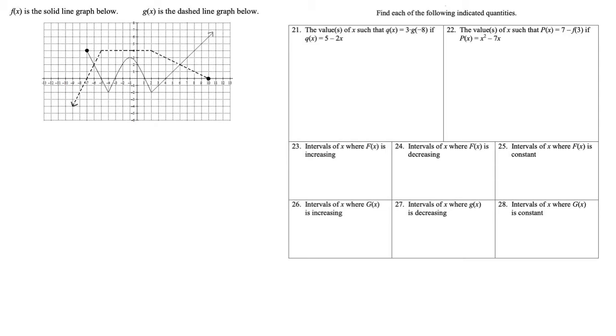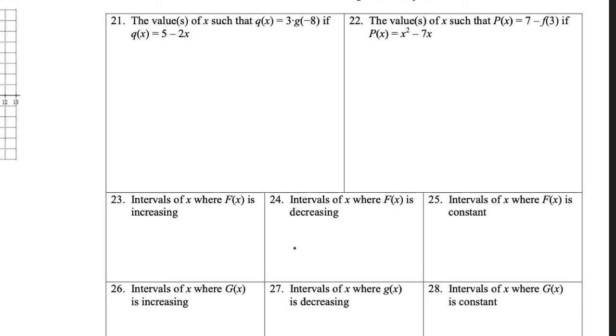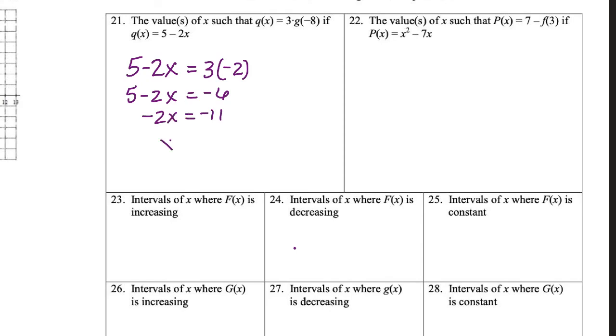Okay, for your next ones, you're going to have from this equation here, I need to make this a little bit bigger. You're going to have 5 minus 2x is equal to 3 times negative 2. So you're going to have 5 minus 2x equals negative 6. And so negative 2x equals negative 11. So x is 11 halves.